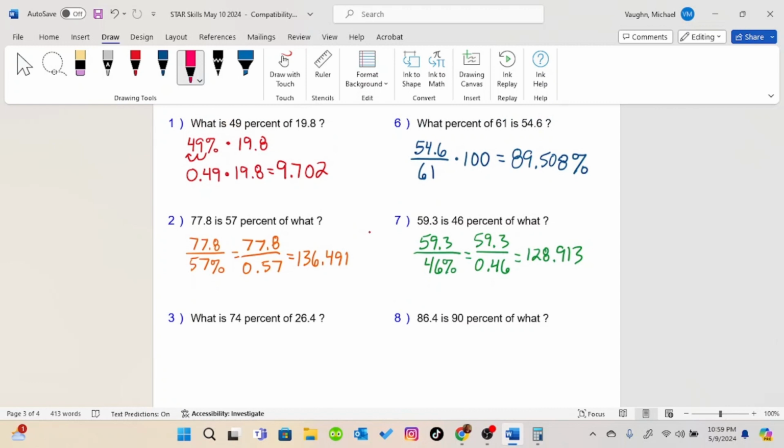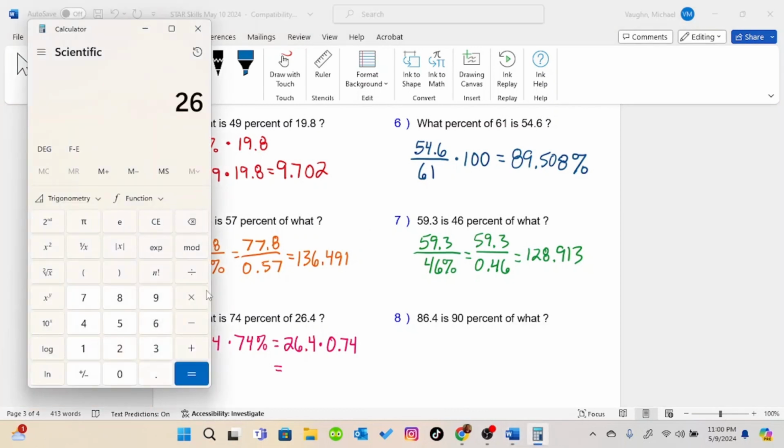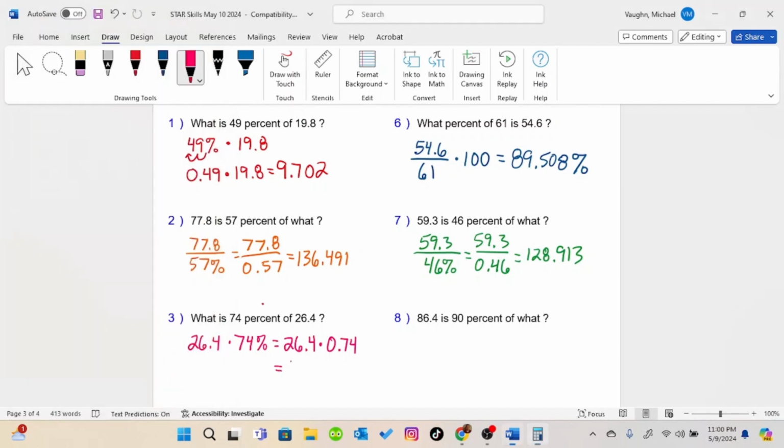Number 3. What is 74% of 26.4? So I need to take 26.4 and I need to multiply that by 74%. Well, that becomes 26.4 times 0.74, which equals 19.536.